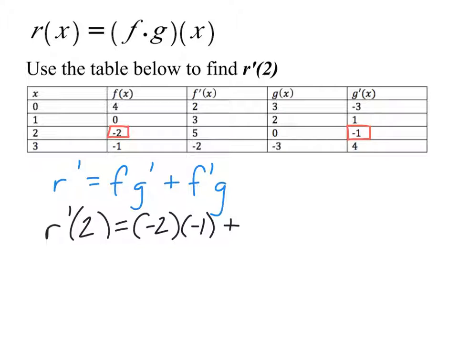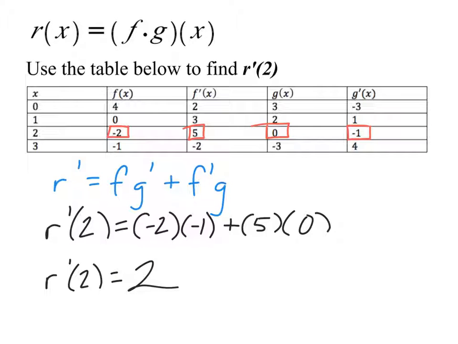Plus, now we need f prime. So f prime of 2. All right, so that's f prime. Go down to 2. And notice that gives us 5. So that'll be 5. And then we need g of 2. So we go to g of x. You go down to 2. That's 0. And so it ends up like that. So to get our final answer, we actually just go ahead and do that math. So r prime of 2 would equal 2. And that is it. That's our final answer.